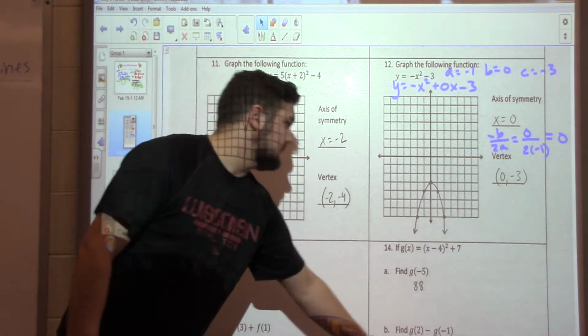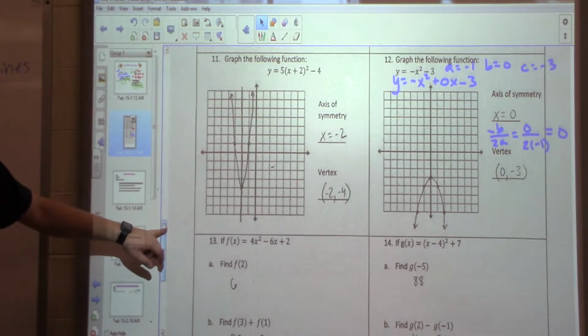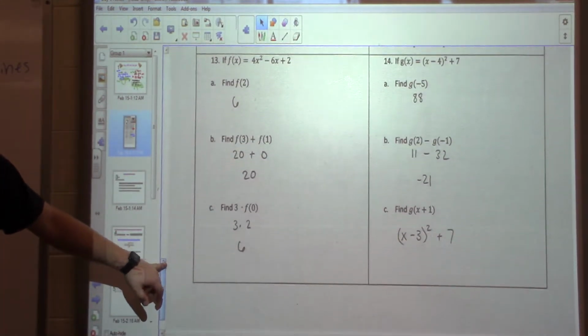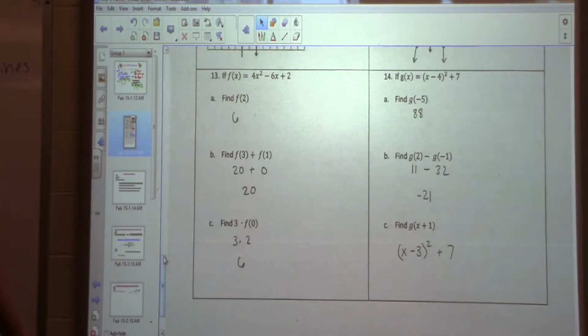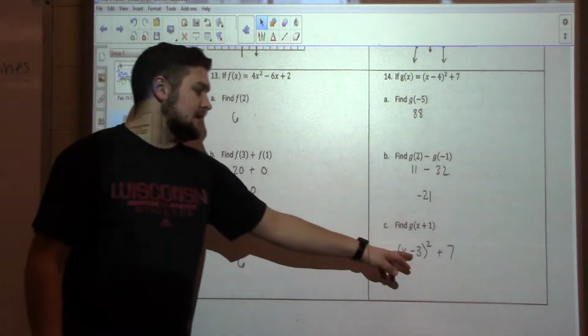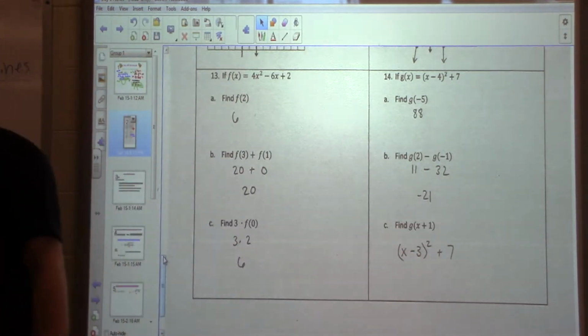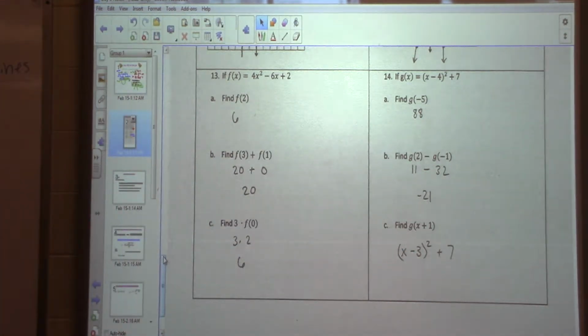Yeah. Okay. Alright. 13. A is 6, B is 20, C is 6. 14. A is 88, B is negative 21, C is x minus 3 squared plus 7. If you change it to standard form, that'd be fine as well. We're not going to see a lot of problems like that.